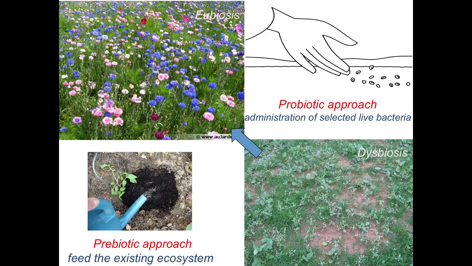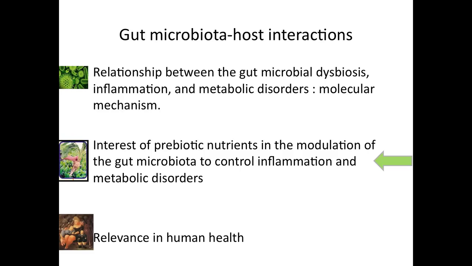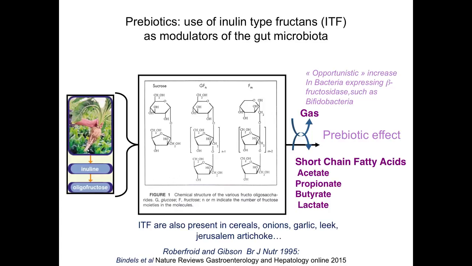By analogy, it is also possible just to have actions on the gut ecosystem by feeding the microbiota, meaning that you are going to give some nutrients which are going to favor the development of certain bacteria. Then I will show you briefly what we can do with this prebiotic approach. Can we feed the bacteria in a good way? It is the prebiotics. So it is a concept that was born not so long ago.